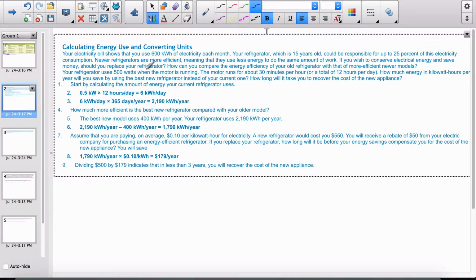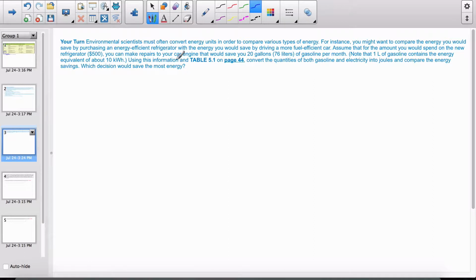Okay, so it looks a little more complicated than it really is. Just take it a little step at a time. Make sure that you're canceling out your units until you figure out your answers. All right, so this goes to your turn.